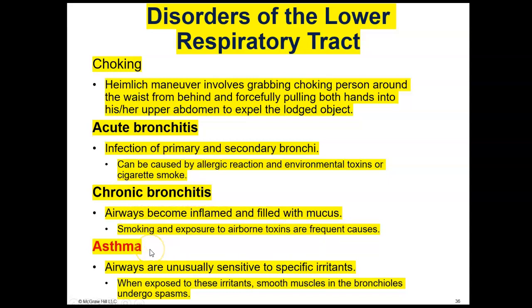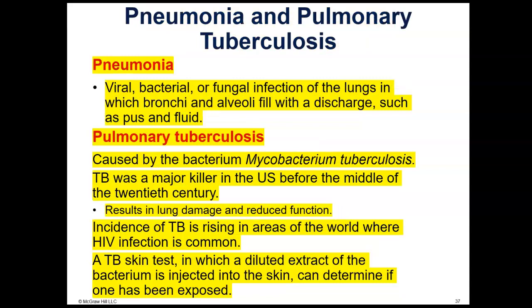And then there's asthma, in which the airways are unusually sensitive to specific irritants. When exposed to these irritants, the smooth muscles in the bronchioles undergo spasms, and it makes it very, very difficult for the person to get enough air into their lungs.